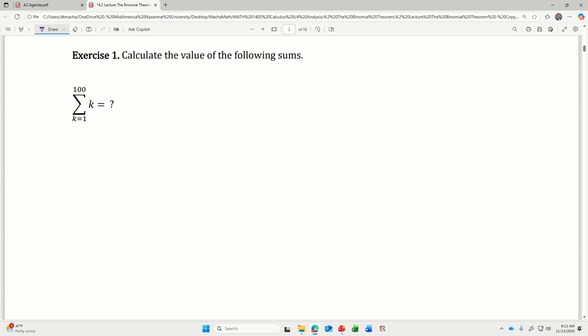You could get in your calculator and type in 1 plus 2 plus 3 plus 4 plus 5 plus 6 plus 7 plus 8. It might take you a really, really long time, though. Can you think of a faster way to think about this?